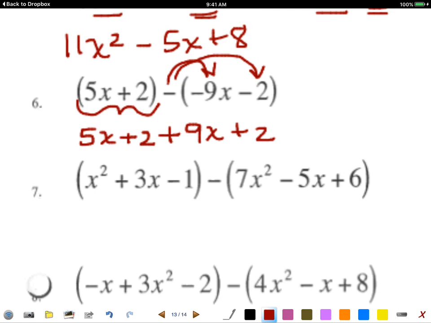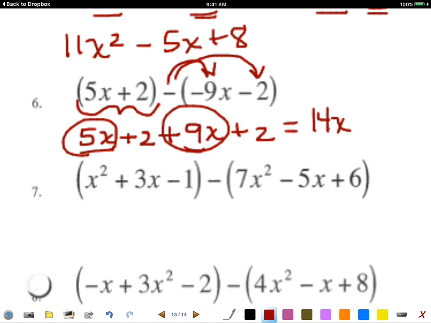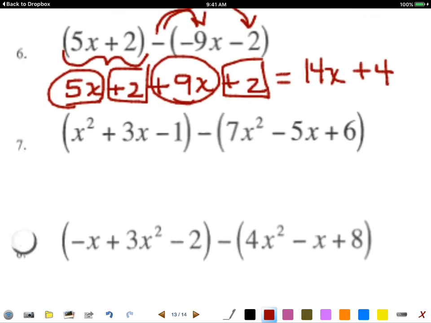And then combine terms that are like, 5x and positive 9x. 5 plus 9 is 14x. Positive 2 plus 4, plus 4. Good. Let's try number 7.